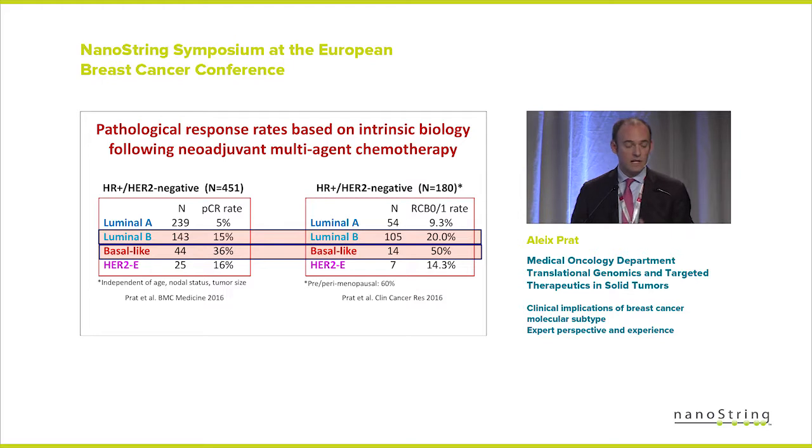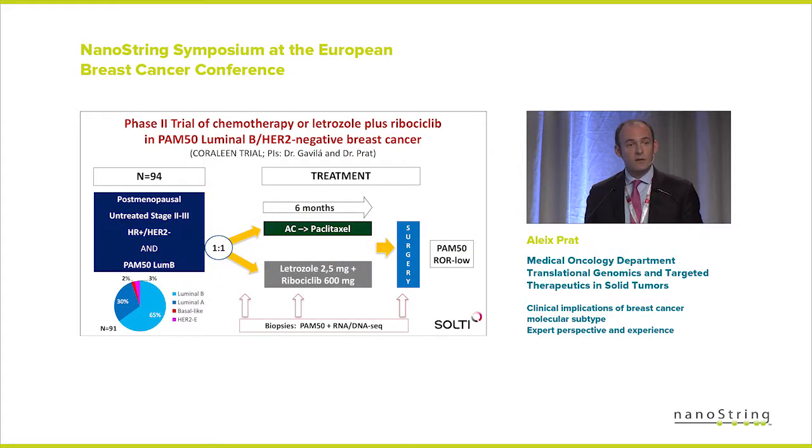This group of patients, in general, I would argue they need chemo, especially the high-risk luminal Bs. But potentially in this group, we could find strategies to get rid of the chemo if we add other drugs, for example, CDK4 and 6 inhibition. And this is actually what we're currently doing at SOLTI. We are now recruiting in this study called the CORALLEEN trial.